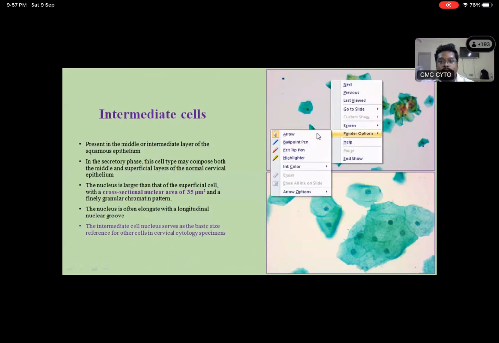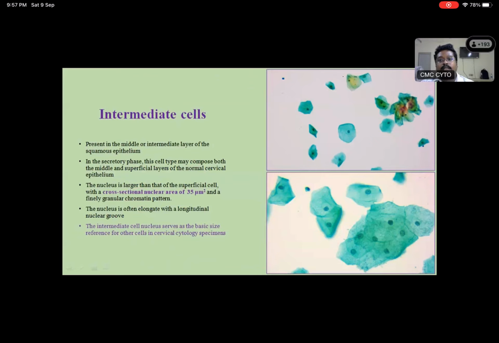Like this cell, which has a very pyknotic nucleus, this cell has a bigger looking nucleus which has more cross-sectional area, of around 35 micrometer square, like these cells. These nuclei, and some of them may even show grooving like this one, or like this one. Can you see the groove?